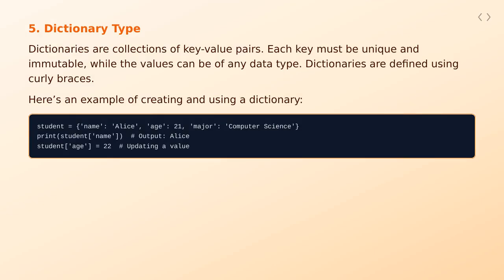Next, 5. Dictionary type. Dictionaries are collections of key-value pairs. Each key must be unique and immutable, while the values can be of any data type. Dictionaries are defined using curly braces. Here's an example of creating and using a dictionary. See the example on this slide. Pause if you want to study the details.